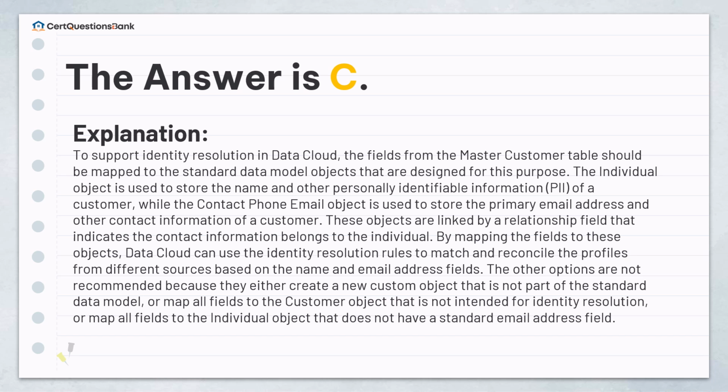The other options are not recommended because they either create a new custom object that is not part of the standard data model, or map all fields to the customer object that is not intended for identity resolution, or map all fields to the individual object that does not have a standard email address field.